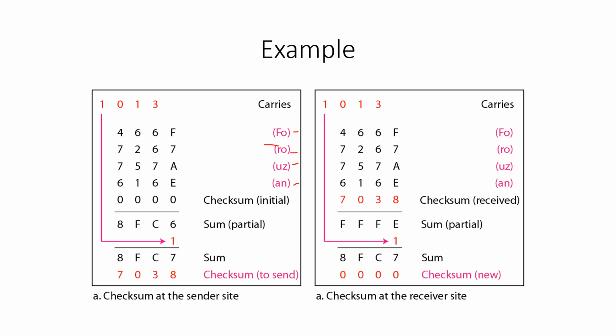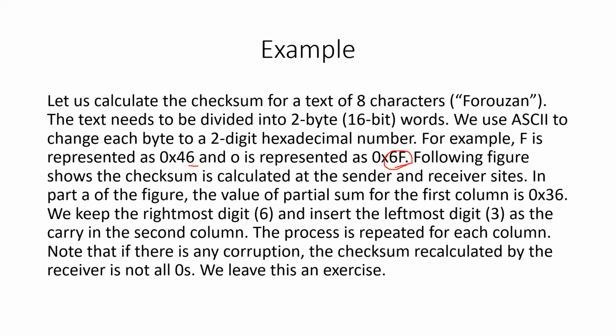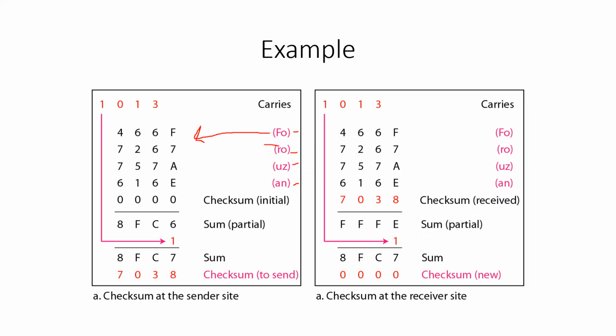Then we have converted FR. We have taken the ASCII value of FR and converted it into its hexadecimal format. So this is 466F, and again 726F7A, 656E. This is the hexadecimal value. So we will perform a sum of these hexadecimal values. This is the sum. Then we have one carry over here. This carry will be added to the sum again, the sum will be calculated again, and this sum will be complemented.